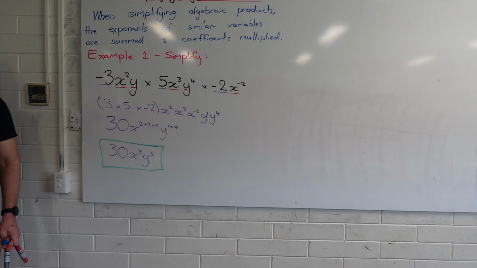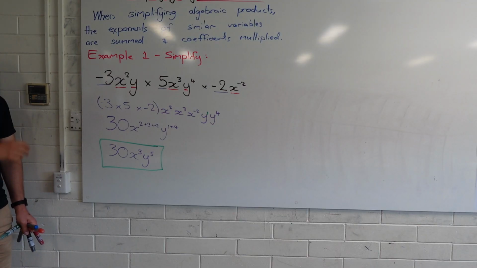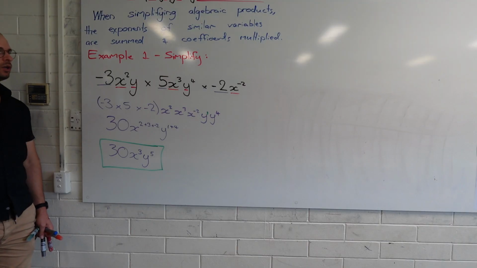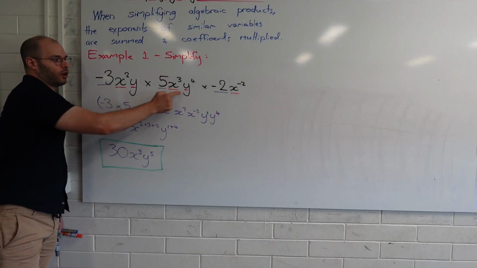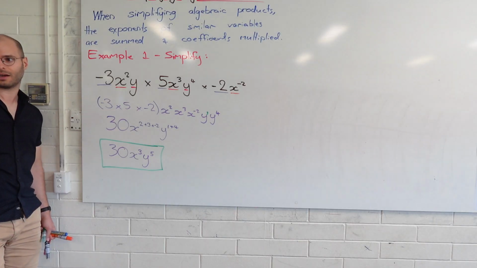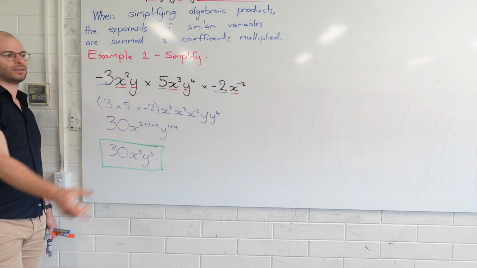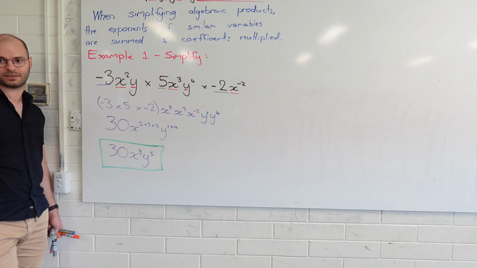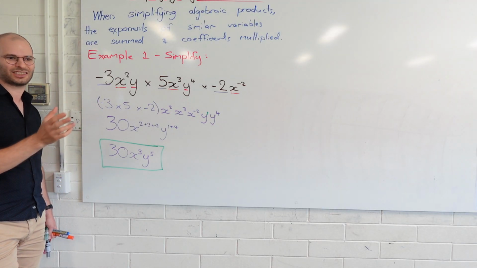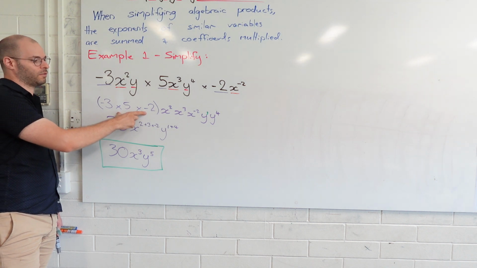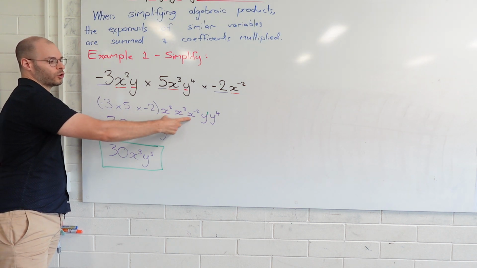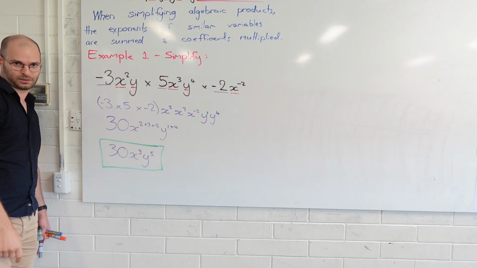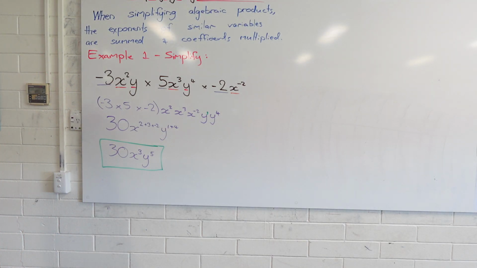So we just need to remember when we're doing algebraic multiplication or simplifying algebraic products, we always multiply the coefficients, just like regular multiplication, and then we identify the similar variables and we sum their exponents together. You can make this streamlined by moving all the coefficients to the left, ordering the variables that you have, and then summing the exponents. All right, your turn.